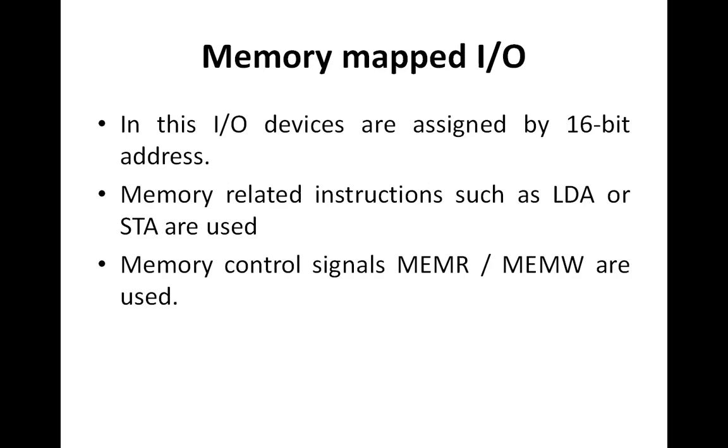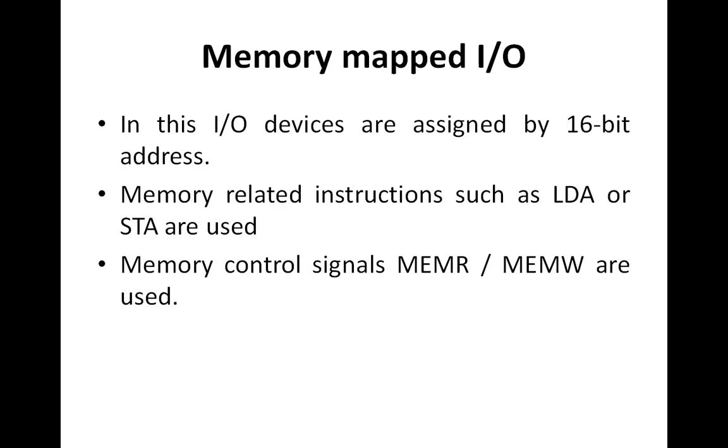One more important thing: in case of peripheral mapped input output, we are using an 8-bit address for accessing the input output devices. But since we are using a 16-bit address while accessing the memory, a 16-bit address will be used for accessing the input output device. Another change is that in peripheral mapped input output, we are using the IN instruction for reading the data from the input device, and the OUT instruction for displaying or giving the result to the output device.